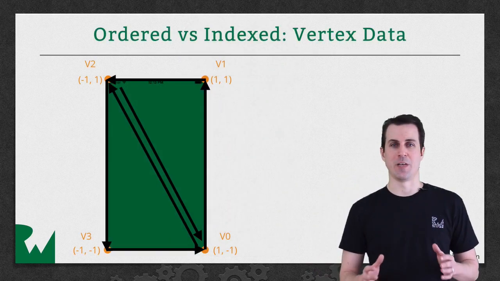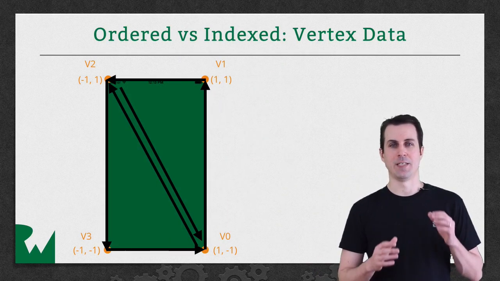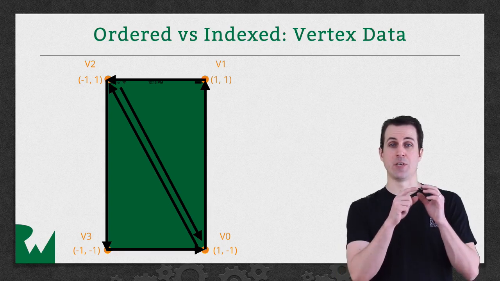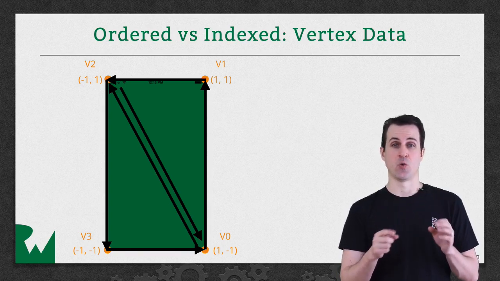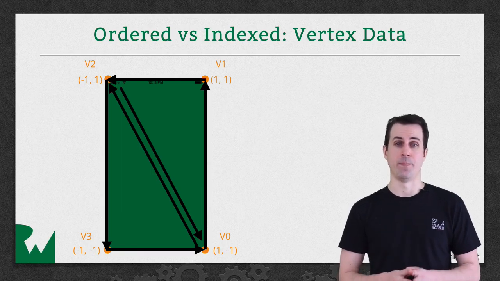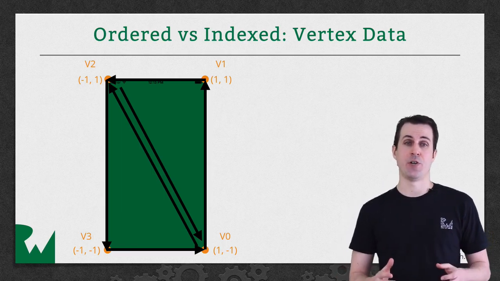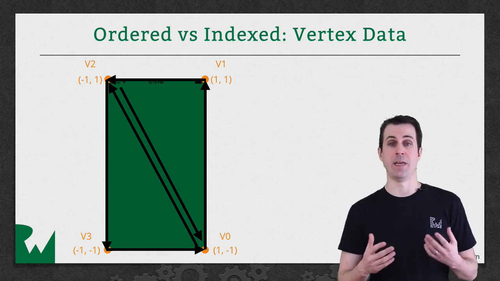So far in this series, you've been using what's called ordered drawing. That means if you want to draw a triangle, you list out the vertex information for the 3 vertices that make up that triangle, and then repeat that for the second triangle and the third triangle, and so on. The problem is this isn't very efficient when you're dealing with vertices that are repeated.